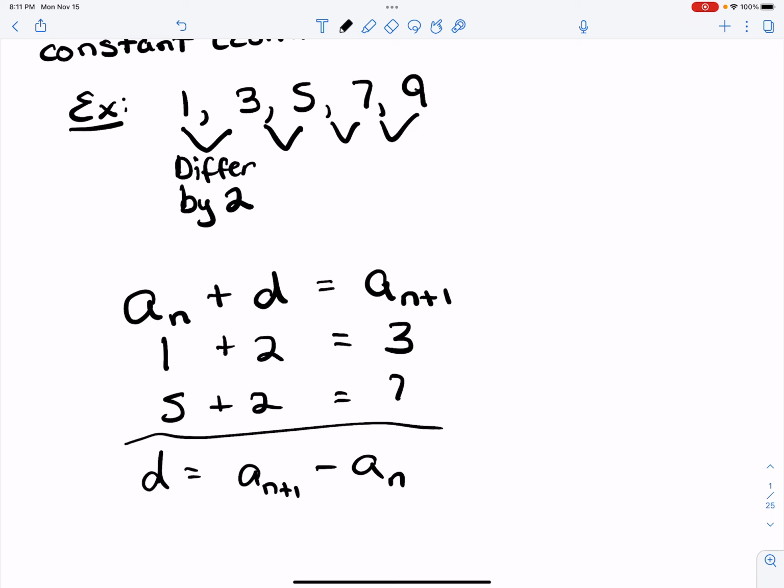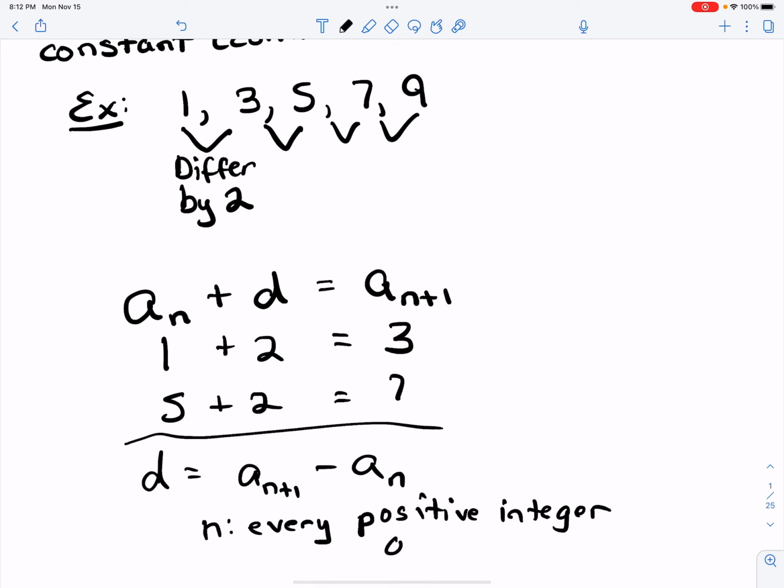And n could be every positive integer of the sequence. So you notice we like to use the lowercase n quite a bit.